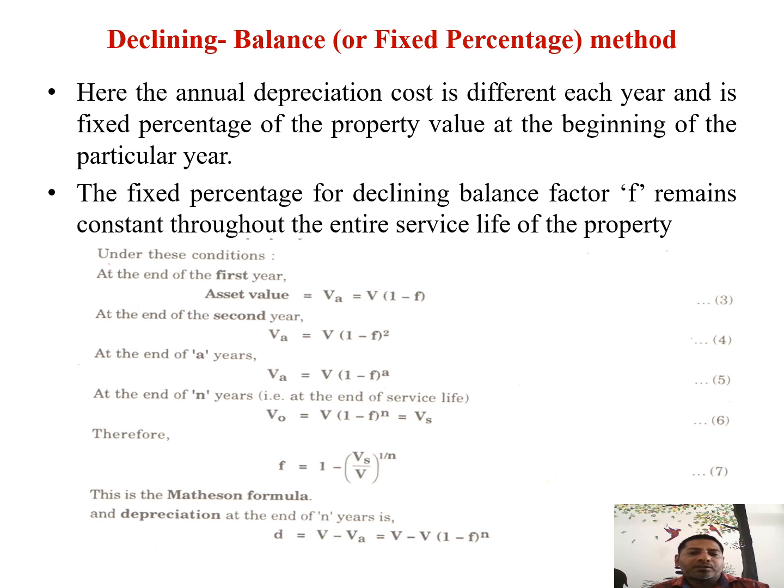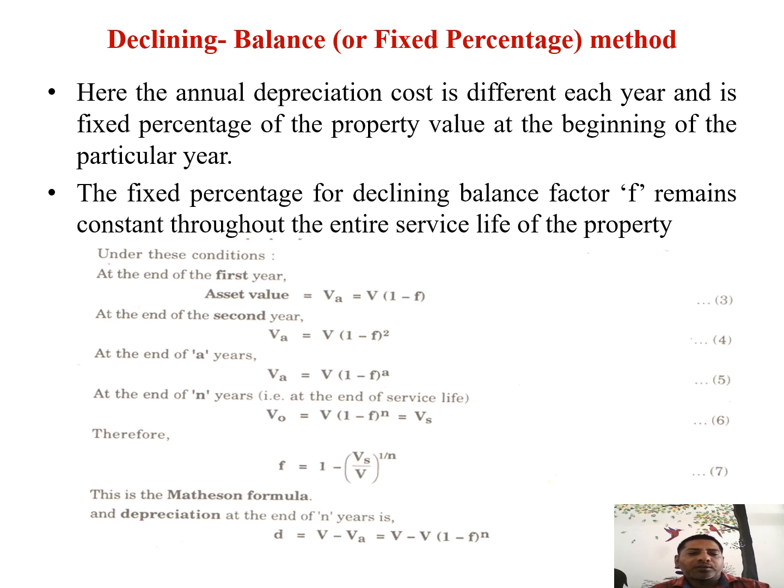Here the annual depreciation cost is different in each year and is a fixed percentage of the property value at the beginning of the particular year. And the fixed percentage is the declining balance factor F. F remains constant throughout the entire service period. That is under this condition.